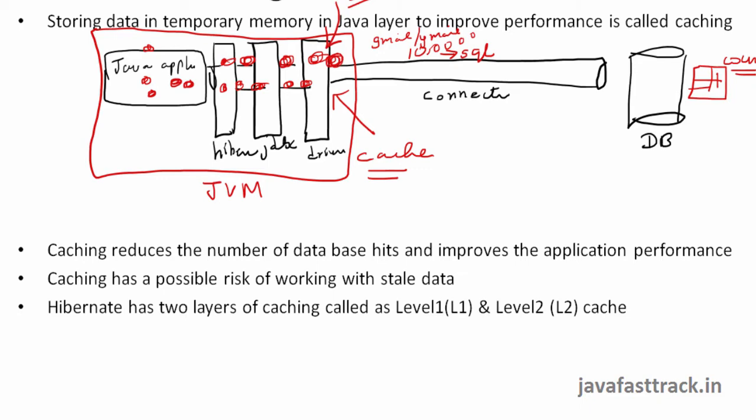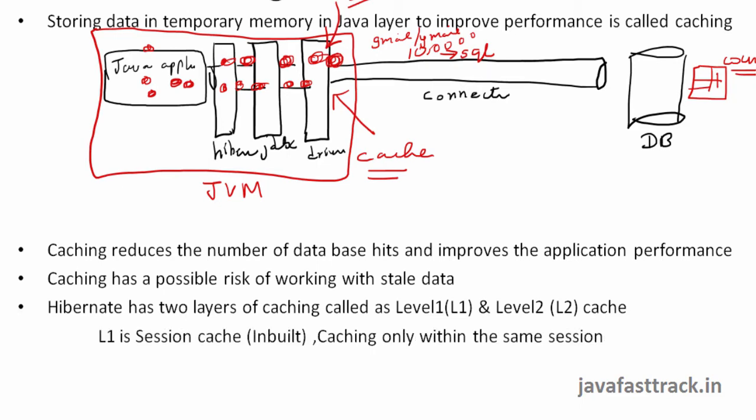In Hibernate, we have two layers of caching. One is called level 1 or L1 cache, and another is called level 2 or L2 cache. L1 is called the session cache. It is already inbuilt in Hibernate. You do not have to do anything about it. It is also called the session cache because this kind of caching is available only within the same session.